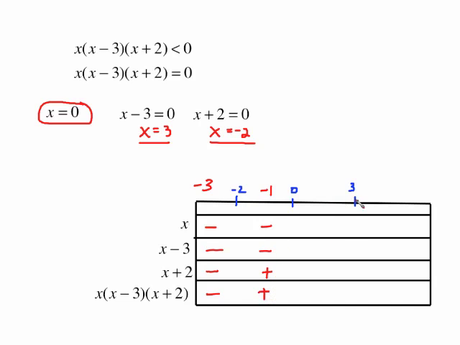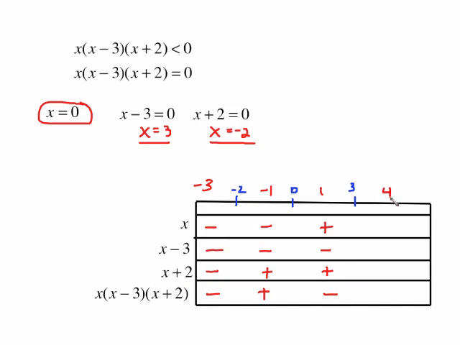A number between 0 and 3, something like 1. That means this is positive. Put 1 in here. 1 minus 3 is -2. 1 plus 2 is a positive 3. A positive times a positive is a negative.